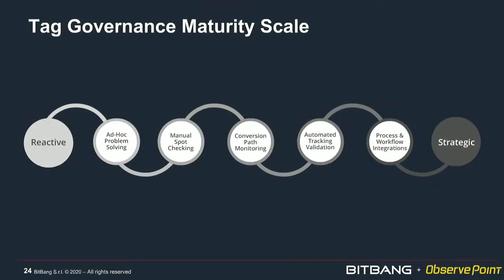So starting from the left, which is mostly reactive, and on the right, which is very strategic and forward-thinking. Organizations are all trying to move from left to right, and working with organizations like BitBang and ObservePoint, we can help you move towards that goal. So, of course, the reactive state is very much the worst case situation where data quality issues pop up live, and then, of course, you have to react by solving the issues.